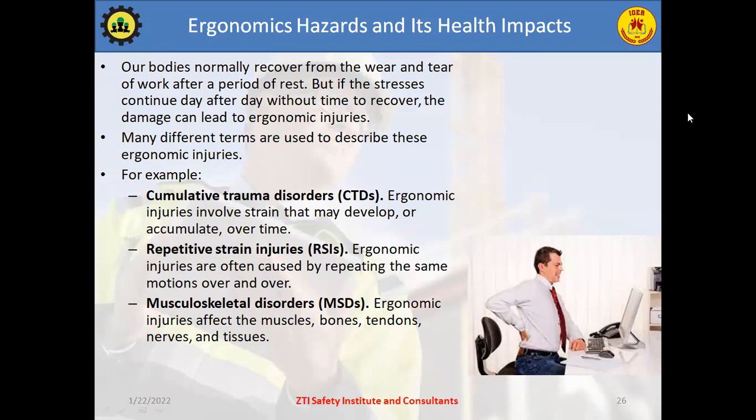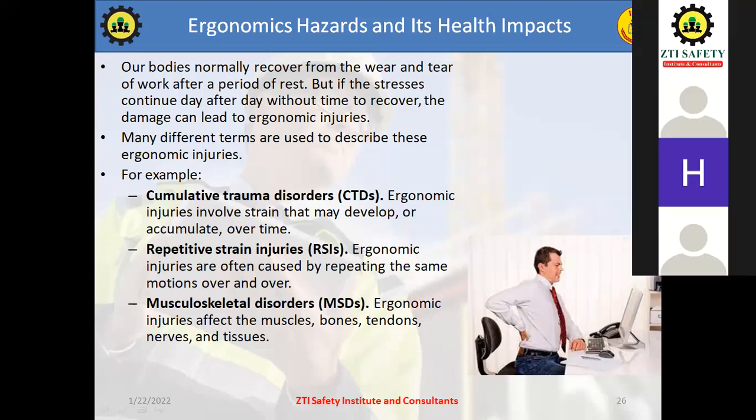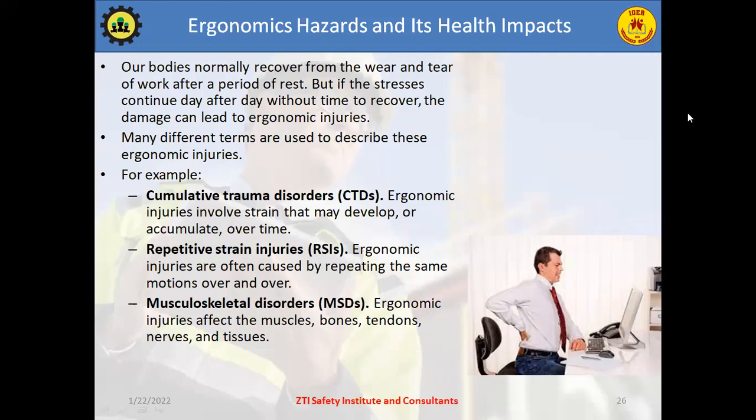For example, a few of them are cumulative trauma disorder. Ergonomic injuries involve strain that may develop or accumulate. Repetitive strain injuries are ergonomic injuries that are often caused by repeating the same motion over and over. That is seen in workers sitting at the counter of a mall. When a customer comes to check out, the person sitting at the counter counting all the items you have purchased performs the same repetitive motion in the same order.